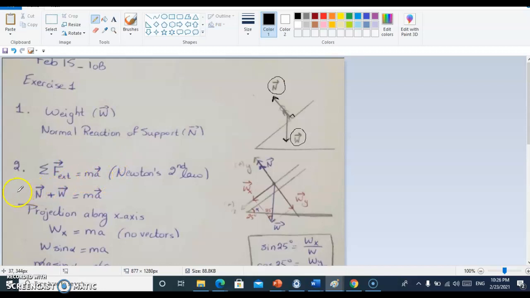First you start with the first statement, which is summing up all the forces acting on the object. So we have N vector plus W vector equals m a vector. Now when we do projection along the x-axis for the inclined plane, we consider the x-axis to be parallel to the inclined plane, and the positive direction in the sense of motion, as the skier is sliding down.